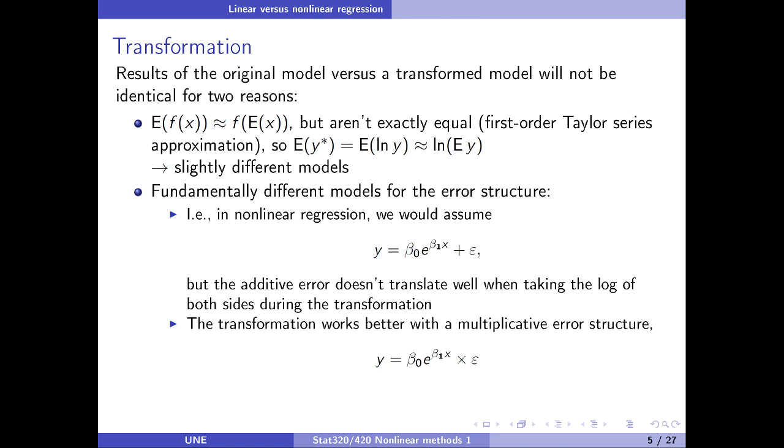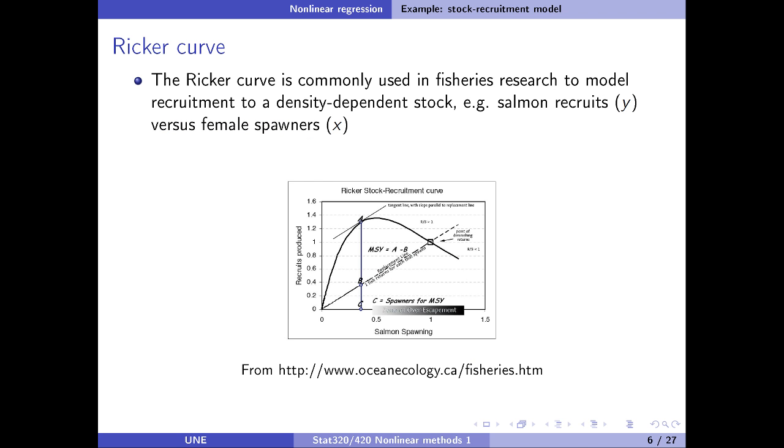So the transformation that was undertaken in this example would make much more sense if you believed in a multiplicative error structure than if you believed in an additive error structure. So that's going to be another difference when you're performing these models. And this is the sort of thing where you really need to look at diagnostic plots to see if a transformation makes sense or doesn't make sense. Okay, now that's really all I want to say about transformation. We're now going to move on to nonlinear regression itself.